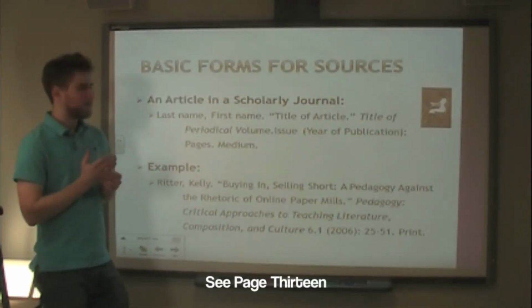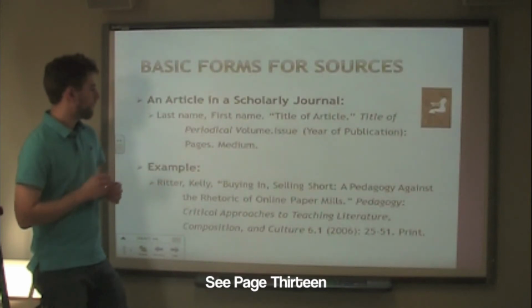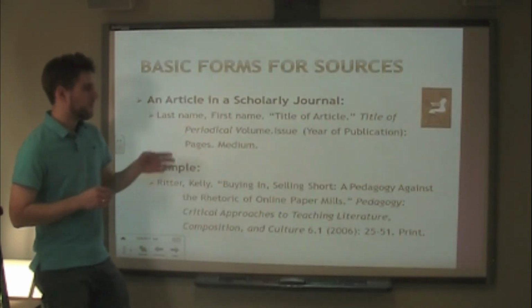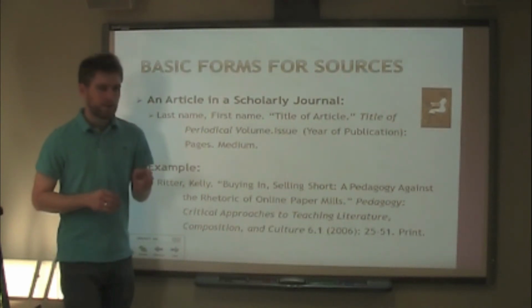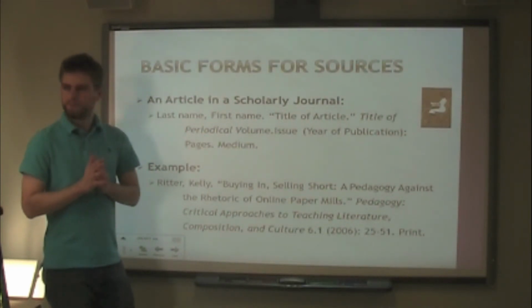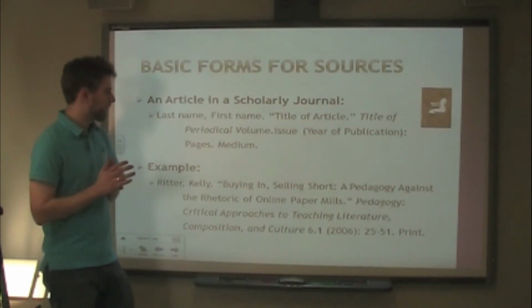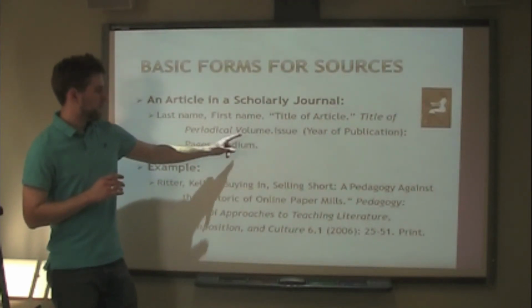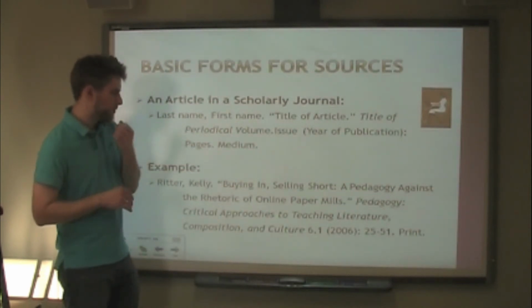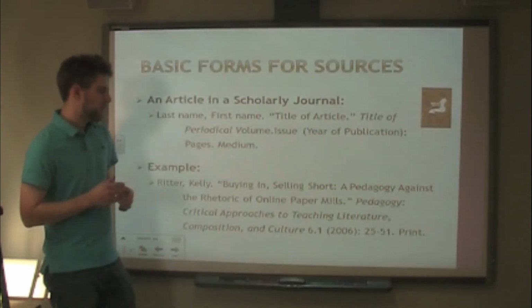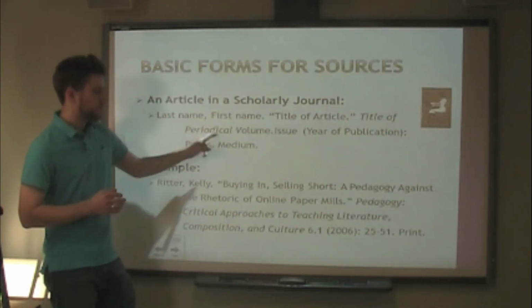All right, this is an article in a scholarly journal. You have the author's last name, first name, title of the article in quotes, the title of the periodical in italics. This is on page 13, by the way. You have the volume and the issue number with a period in between. The year of publication in parentheses, followed by a colon, the pages, and then the medium.